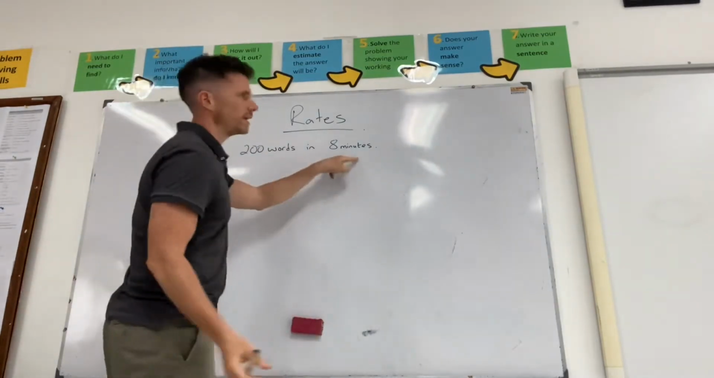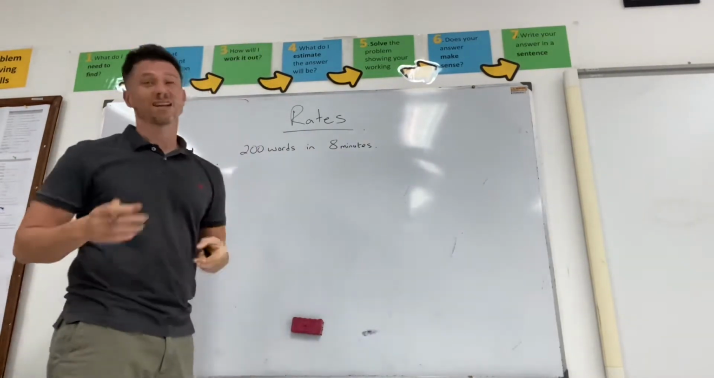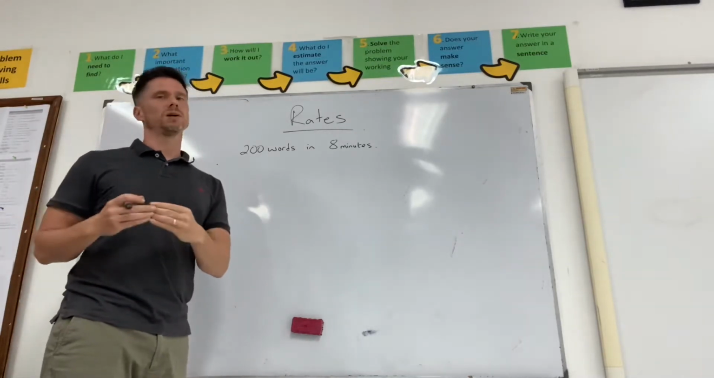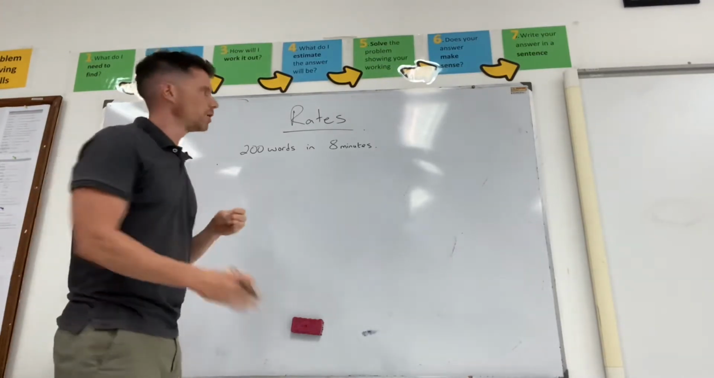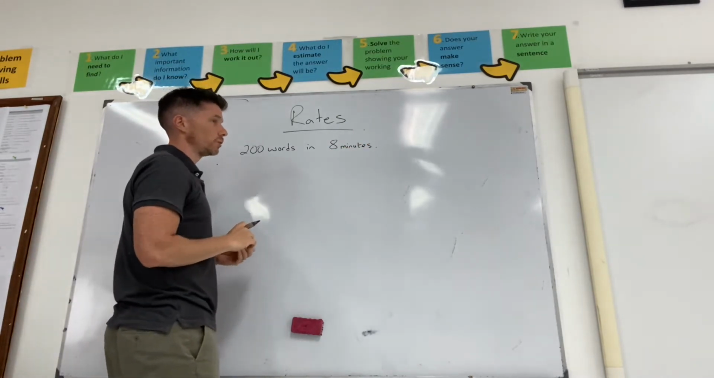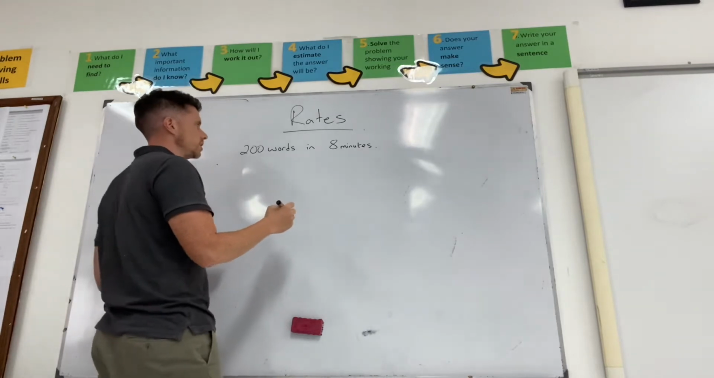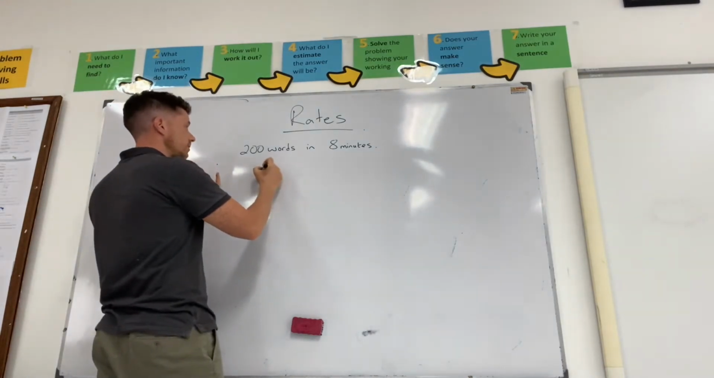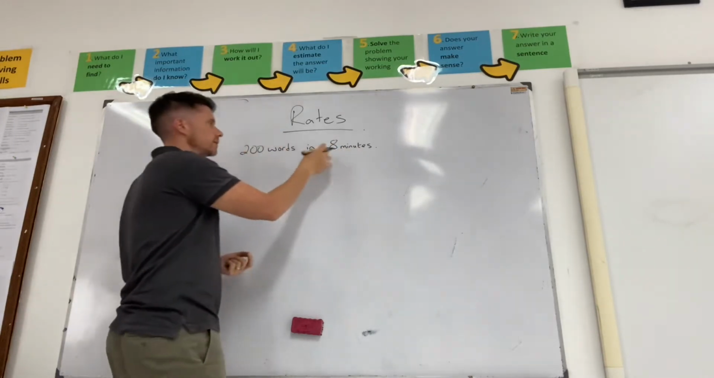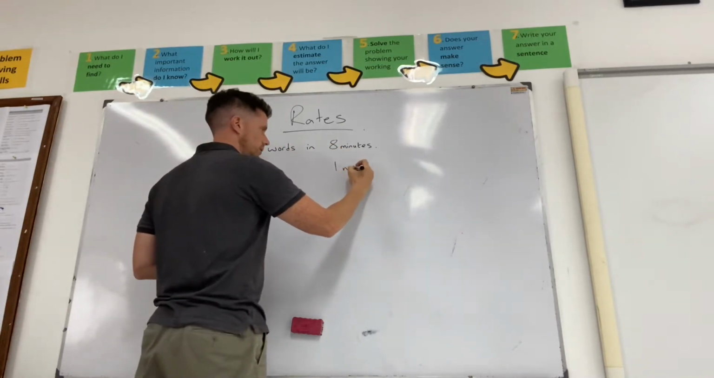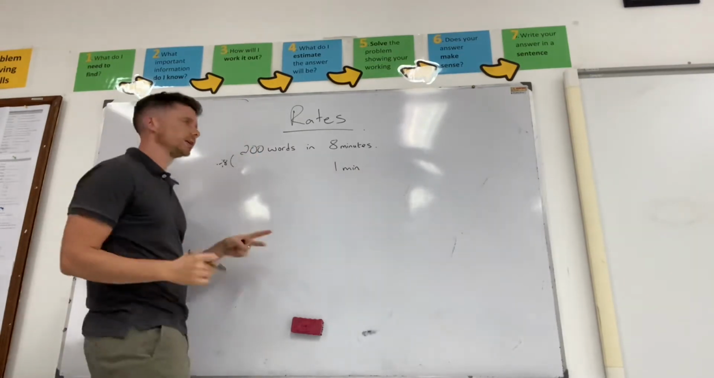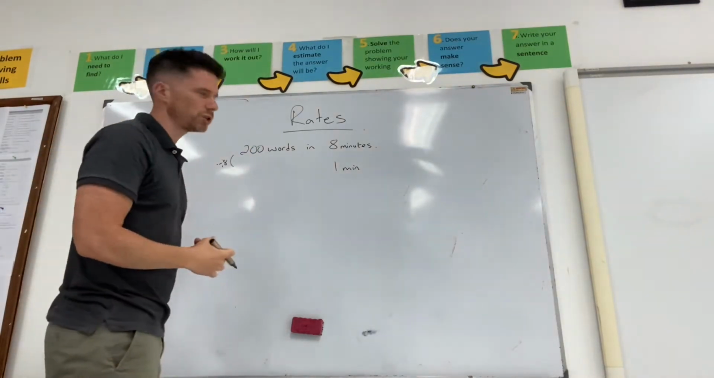200 words in 8 minutes. That at the moment is technically a rate, 200 words per 8 minutes, but we like to get it down to 1 of the unit. So 1 of these units, that's going to be 1 minute. So that means how many words in 1 minute. So if he does it in 8 minutes, to get it down to 1 minute, this divides by 8. So you can see the way it links to proportion and ratios here.